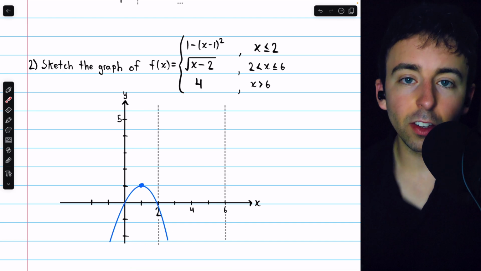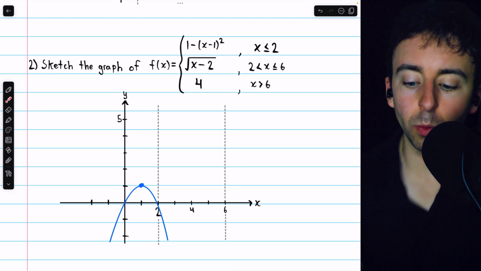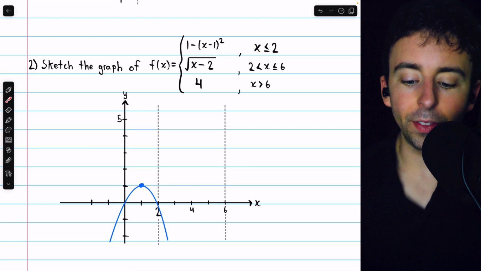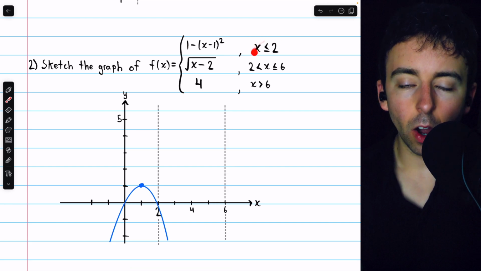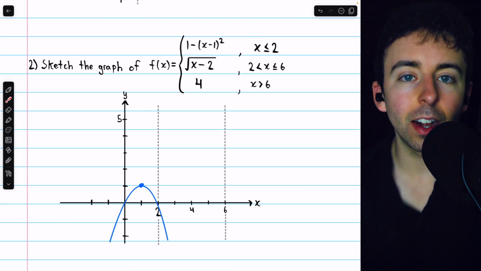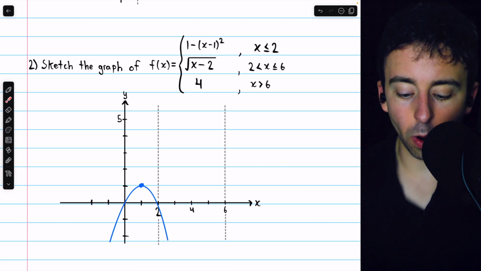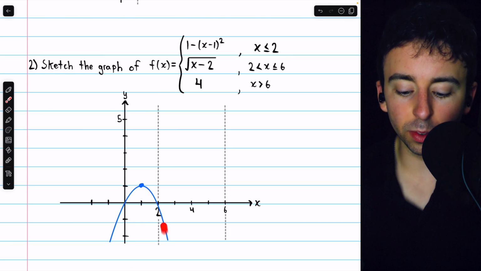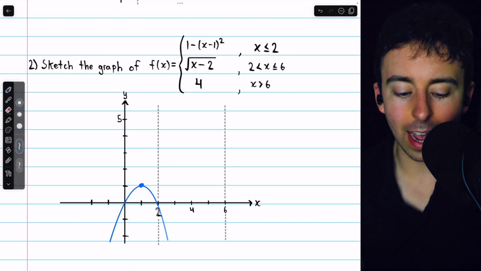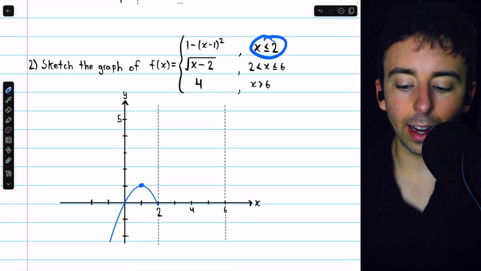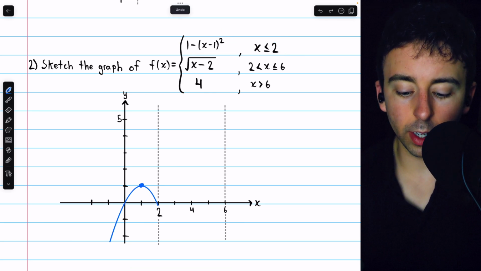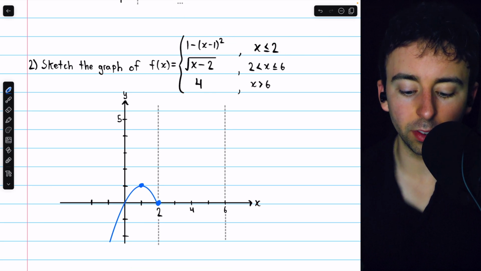Now that we've got a sketch of that expression, let's make sure that we pay attention to the domain. This is the behavior of the function only when x is less than or equal to 2. So all of this part after x equals 2, we can just erase that. And because this includes x equals 2, we're going to want a filled-in circle there at x equals 2 to indicate that.